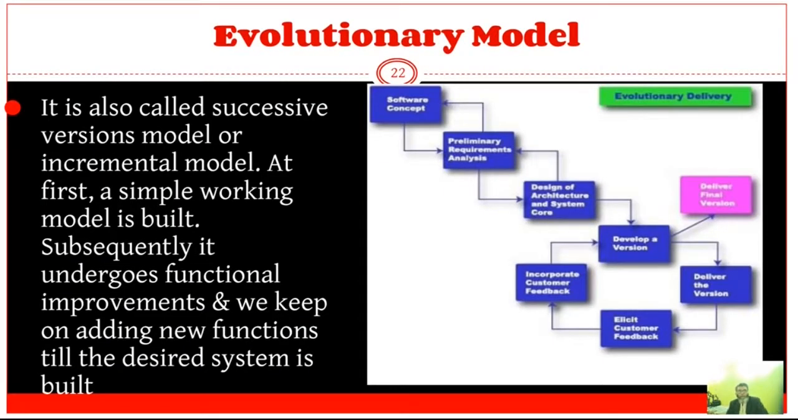Then comes the evolutionary model. It is also called the successive version model or incremental model. At first, a simple working model is built. Subsequently, it undergoes functional improvements and we keep on adding new functions till the desired system is built. So, it's a combination of iterative and incremental model of software development lifecycle. The evolutionary development model divides the development cycle into smaller incremental waterfall models in which users are able to get access to the product at the end of each cycle.